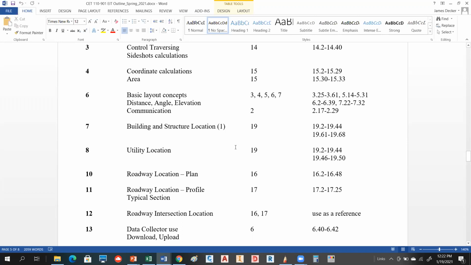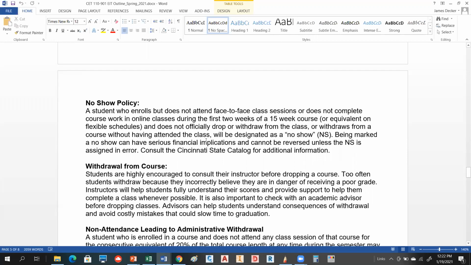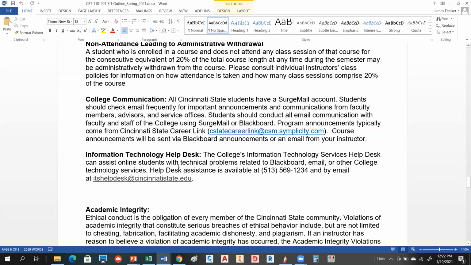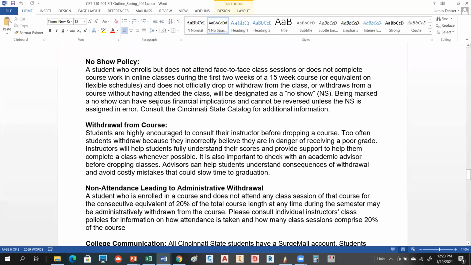Okay. And the rest of this is talking about other policies that you should be aware of, like no-show policies, withdrawal, okay, those kind of things. I think no-show, most of you, that doesn't pertain to anybody that's here right now, because if you show up for one class, then you've got to show. But if you don't show up within the first 2 weeks, you can be academically withdrawn from a class.